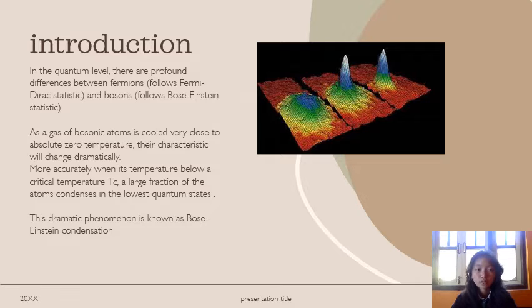Moving to the introduction. As a gas of bosonic atoms is cooled very close to absolute zero temperature, their characteristics change dramatically. More accurately, when the temperature is below a critical temperature Tc, a large fraction of the atoms condenses in the lowest quantum state. This dramatic phenomenon is known as Bose-Einstein condensation.